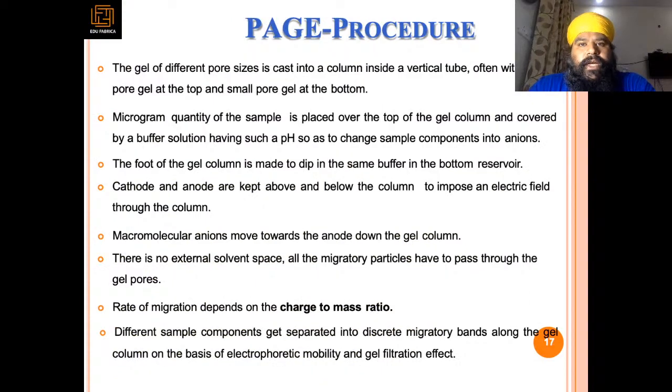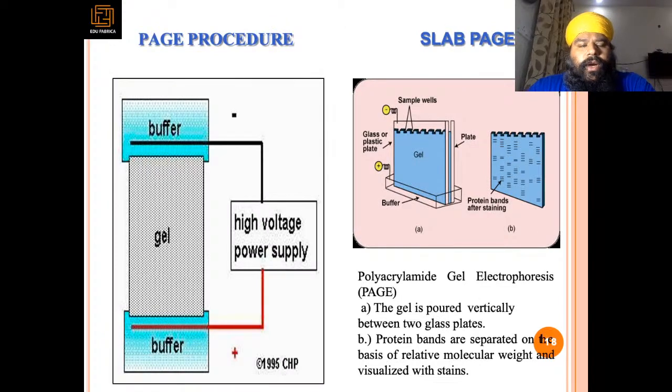So this we have discussed, the PAGE procedure. I will not repeat it since we covered it yesterday. You run your gel over the high voltage power supply and you get different bands under it. The gel is poured vertically between two glass plates, and protein bands are separated on the basis of their relative molecular weight and visualized with stains.